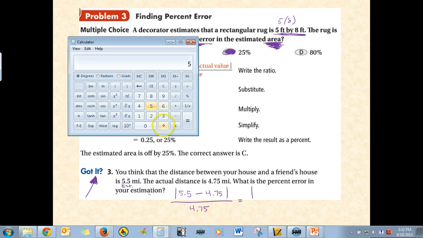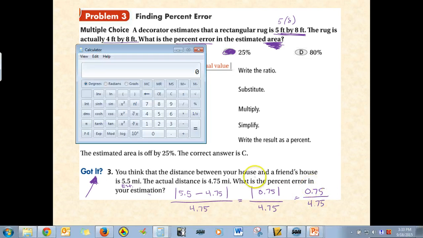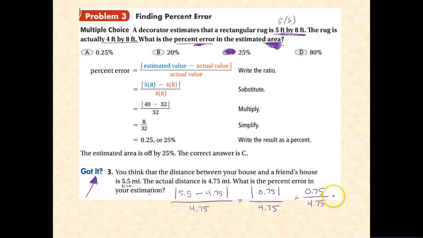Calculator! 5.5 minus 4.75 is 0.75. 0.75 over 4.75. Well, the absolute value of 0.75 is 0.75. So now I need Mr. Calculator to do 0.75 divided by 4.75. And that's 15.7%, which is approximately 16%. Yeah, 16% error.